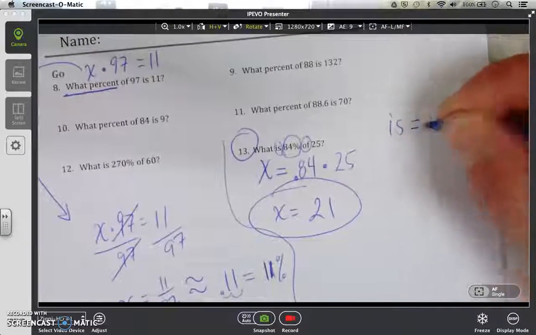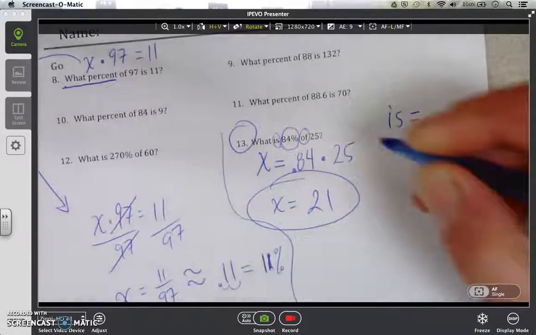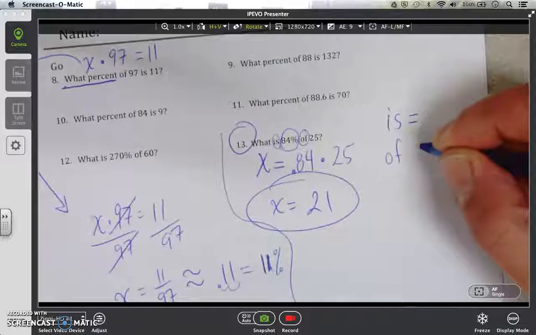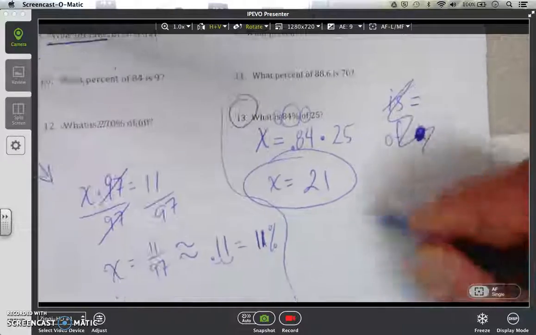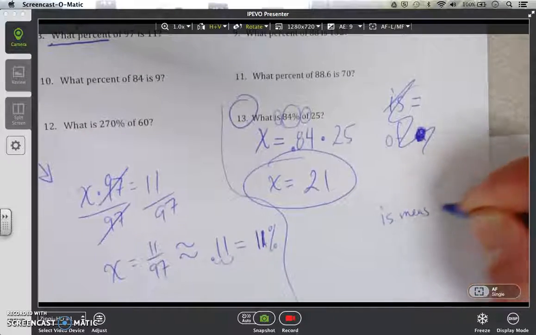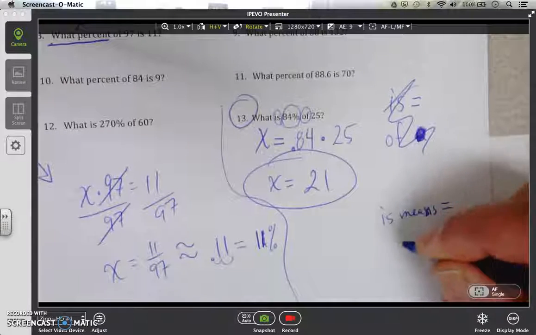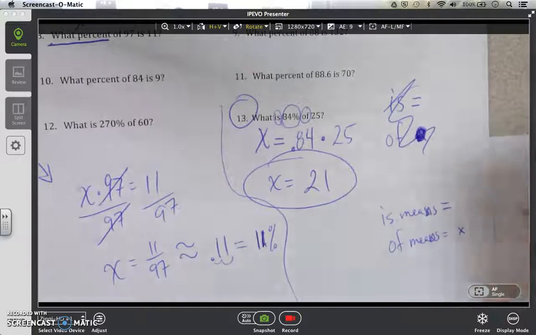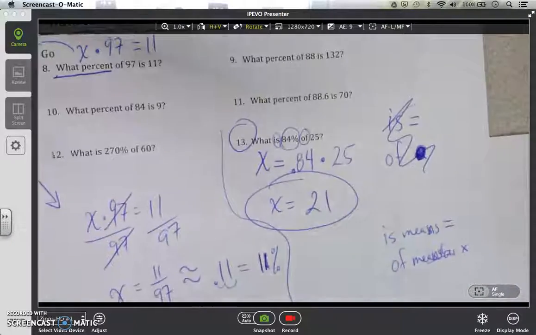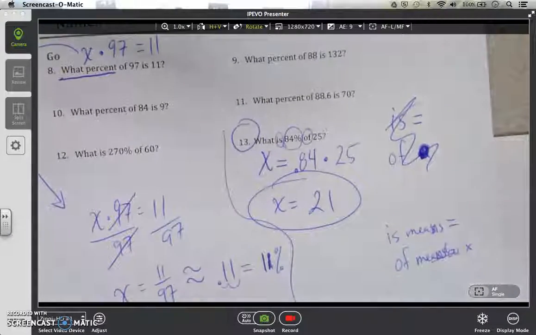Try and remember that is means equals. Of is multiplying, put a dot for multiplication. Let's rewrite this. Is means equals, of means multiply. This is getting too messy. All right, well, anyways. Is means equal, of means multiply.